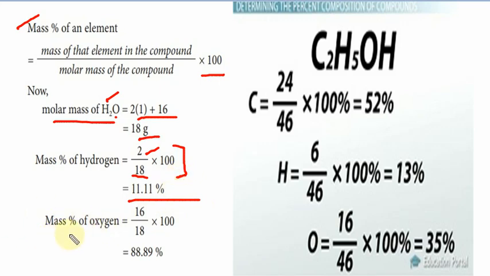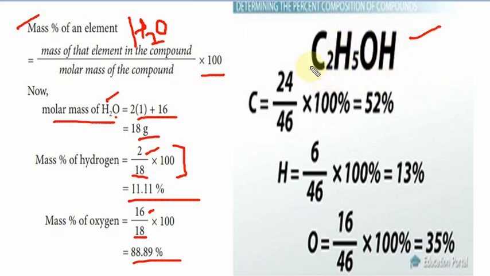Next is the mass percentage of oxygen. So the mass of oxygen, that is the mass of the element, divided by the molar mass of the compound, that is 18, into 100, and it comes out to be 88.89%. As water contains only hydrogen and oxygen, that is why here we have calculated the mass percentage of only hydrogen and oxygen. Okay, so let's start with another example, that is ethanol.